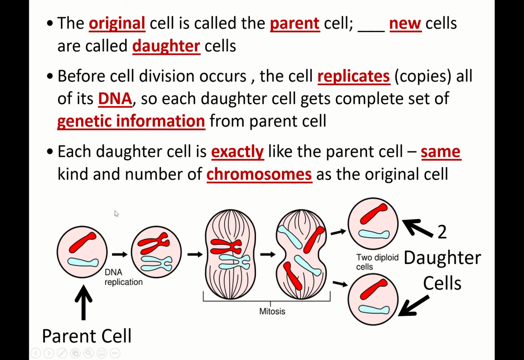Before cell division occurs, the cell is going to replicate, which just means copies, all of its DNA so that each daughter cell gets a complete set of genetic information. Look at our parent cell. We have one red and one blue chromosome. When we go to our daughter cells, they also have one red and one blue, but there's two of them. So when we went through DNA replication right here, we took one red chromosome and we made two.